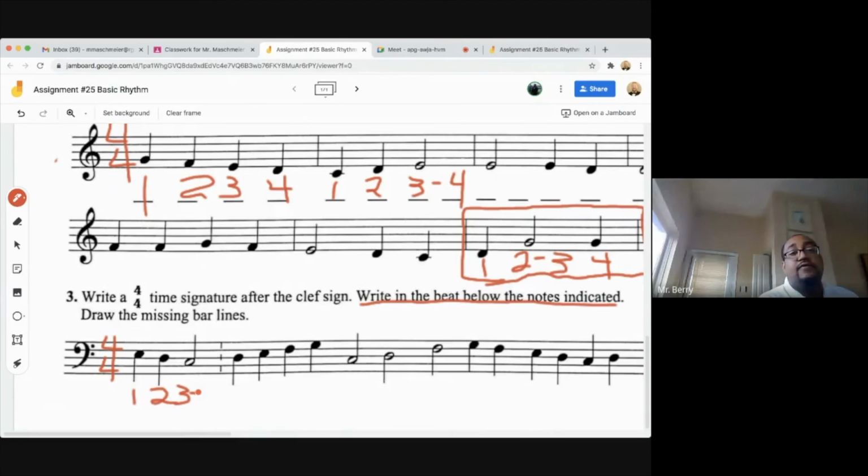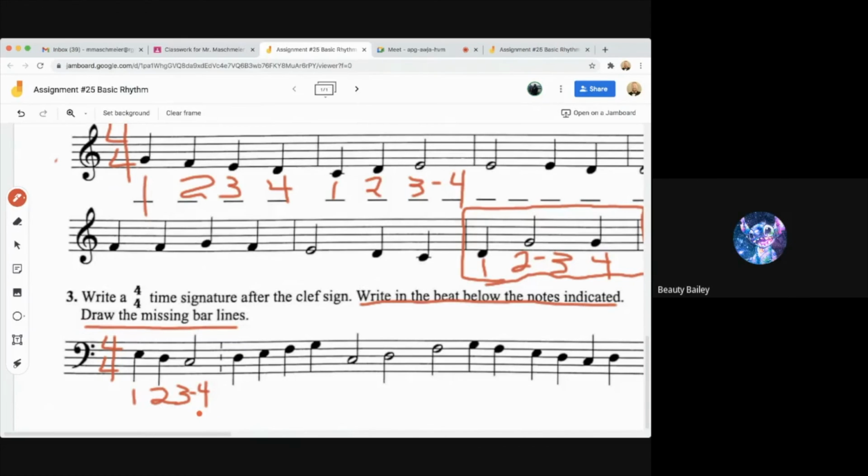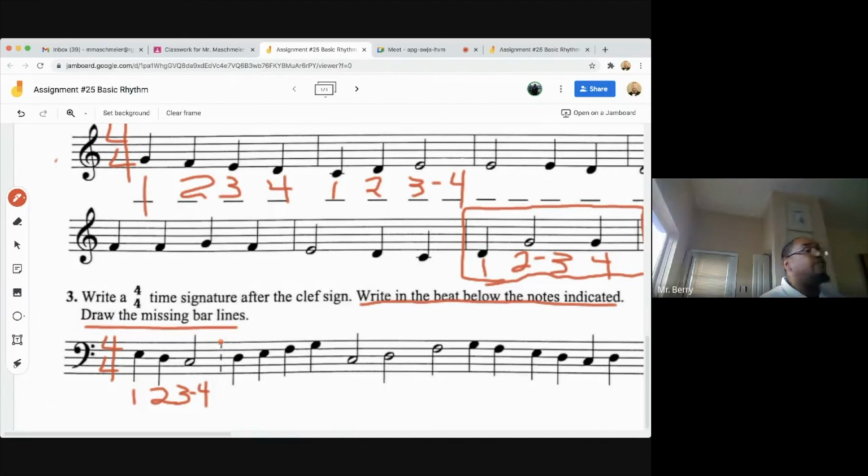Now, the third thing that it tells us to do in the instructions, it says, then draw the missing bar lines. Now, after what count will we draw that bar line? After what number will we draw that bar line? Number 4. So whenever we get to the fourth count, that is the indication that that is the end of the measure. And at the end of the measure, you will have a bar line. Okay, just like Mr. Matchmeyer just drew.